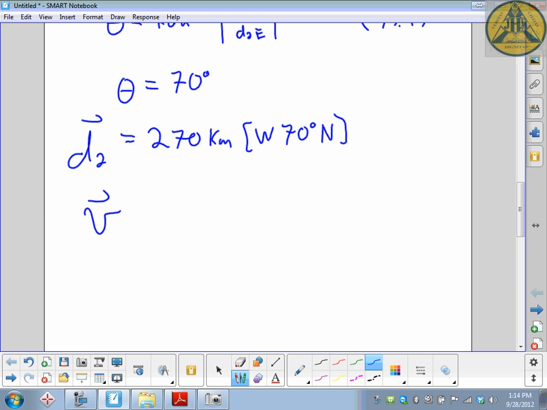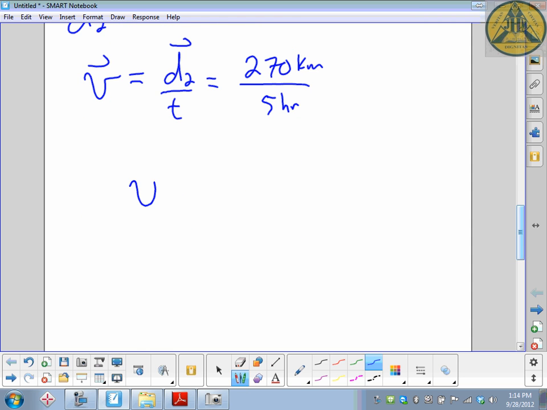Average velocity is the displacement the Canadian sub needs to go in the time allotted to do it. So that's going to be 270 kilometers in 5 hours. So average velocity of that Canadian sub is then 54 kilometers an hour at a direction of west 70 degrees north.